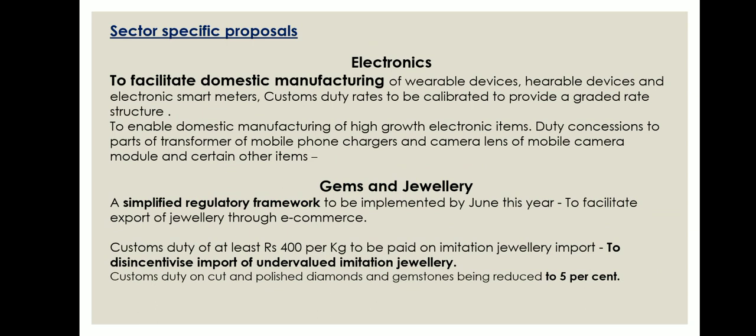Moving to gems and jewelry, a simplified regulatory framework to be implemented by this year to facilitate export of jewelry through e-commerce. And now the customs duty of at least 400 per kg to be paid on imitation jewelry. This step has been taken to disincentivize the import of such imitation jewelry in India. And customs duty on cut and polished diamonds is being reduced to 5%.